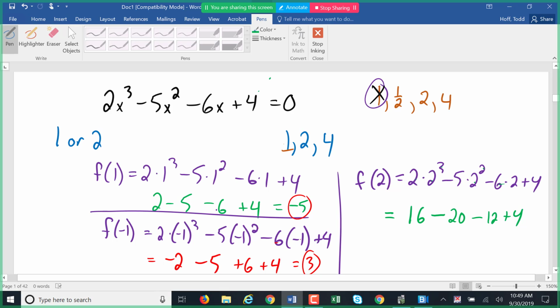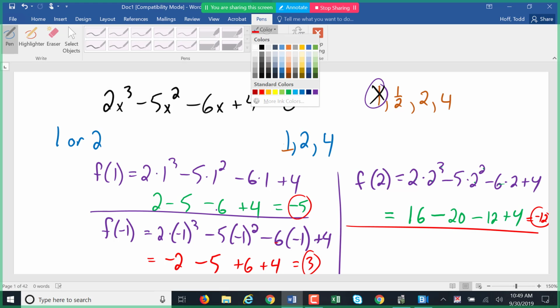What is that? Negative 4, negative 16 ends up to negative 12. So 2 is not a factor. Let's try negative 2.